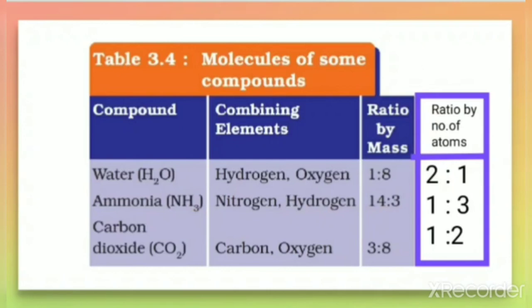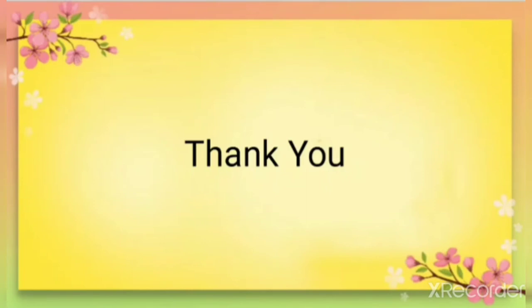So this is all about the two ratios which we have discussed in this video. That is, we have discussed the ratio by mass and the other ratio, that is ratio by number of atoms. So in this video we discussed how to convert ratio by mass into ratio by number of atoms by taking three examples: water, ammonia, and carbon dioxide. So this is all about this video. The further details will be discussed in the next video.